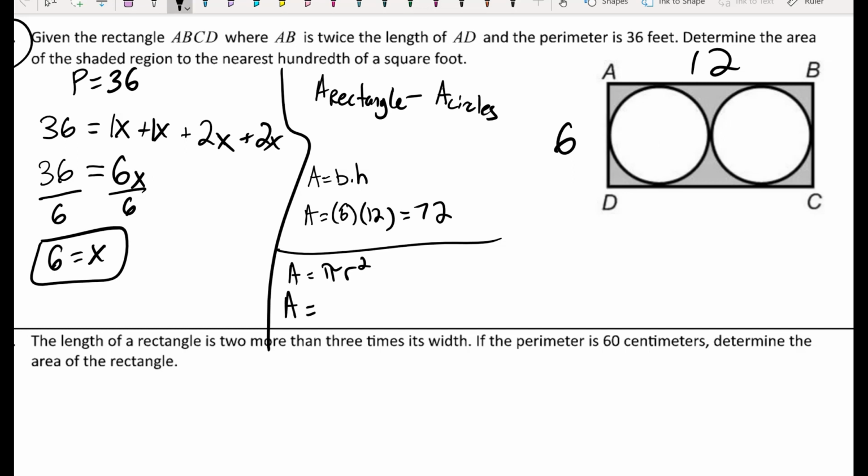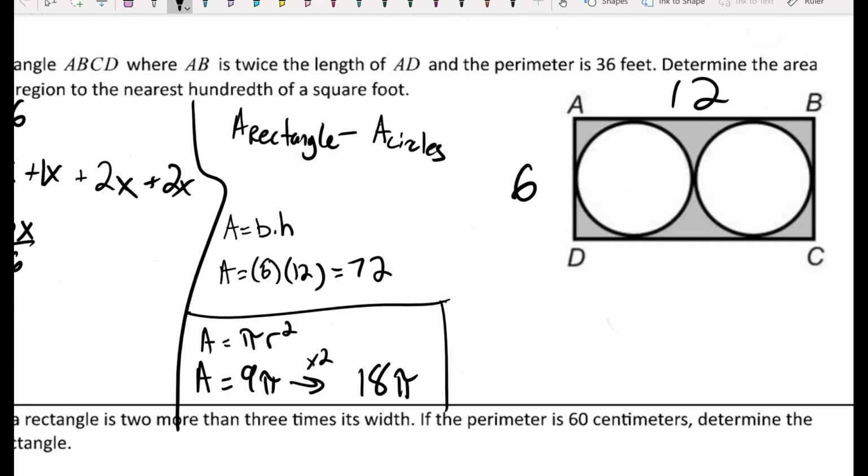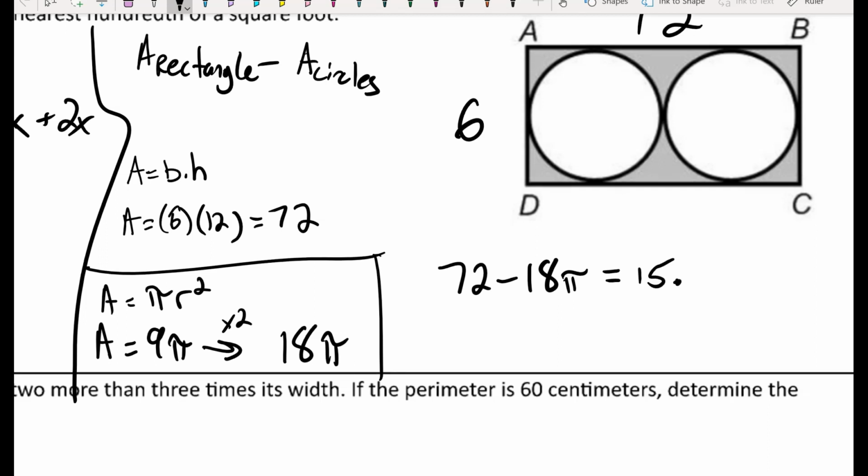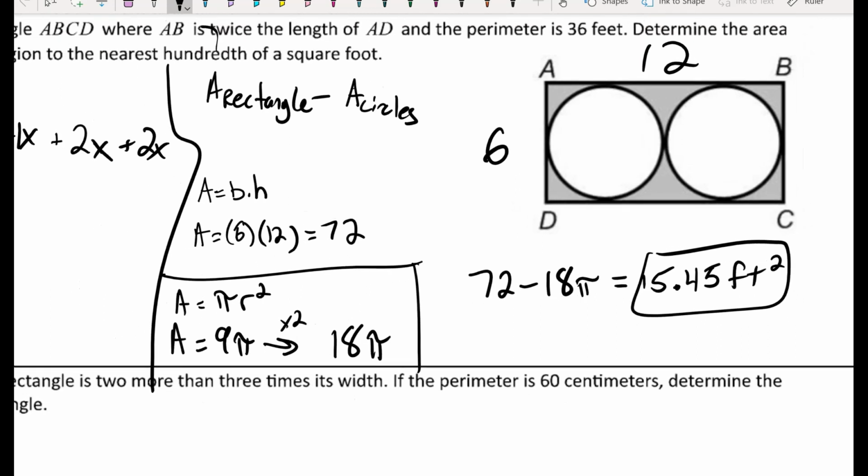So the area of one of my circles is just going to be pi times the radius squared. 3 squared is 9. So that's one of my circles. But if I multiply it by 2 because I have 2 white circles, I'll find that the area of both those circles is 18 pi. So for a final step for this shaded area, I'm going to take the area of the rectangle, 72, and subtract away the area of my circles, 18 pi. And when I do that in my calculator, I get about 15.45 feet squared, because it says to the nearest hundredth, so I should have 2 decimal places.